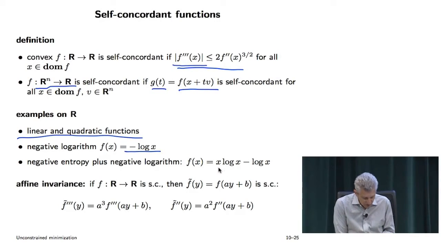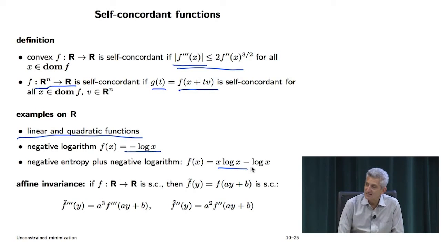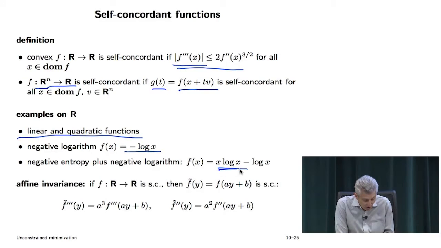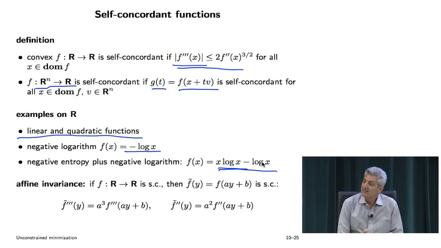Here's one. It turns out negative entropy, that's x log x, is not self-concordant. But x log x minus log x is. Okay, so that's self-concordant. And there's a reason for that, because self-concordant functions will actually automatically be barriers, right? So if they're not 0, they'll be barriers. Okay, and that adds the barrier.